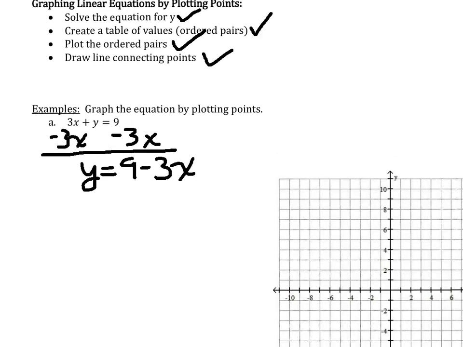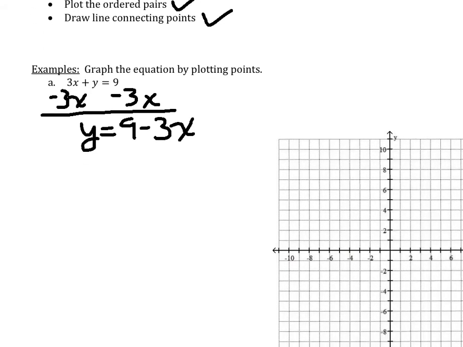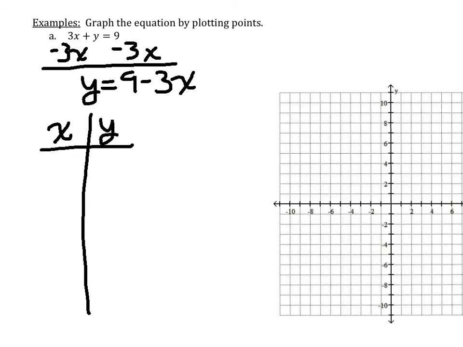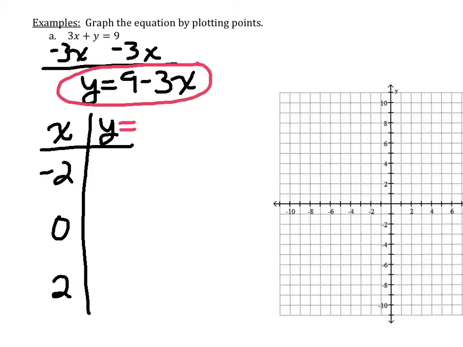That second step that I have up there is to create a table of values or ordered pairs. And what I mean by that, remember, an ordered pair has two variables, an x and a y. All right, and so what I'm going to do is I'm going to pick some x values. Let's say I pick -2, 0, and 2. All right. And what I'm going to do here is I'm going to plug in these x values into this equation here, and it'll tell me what y equals, right? Because if I replace x with these x values here, it's going to tell me what y equals.